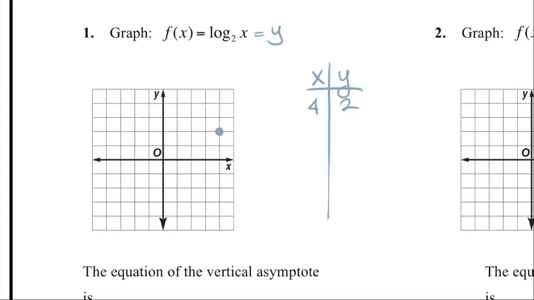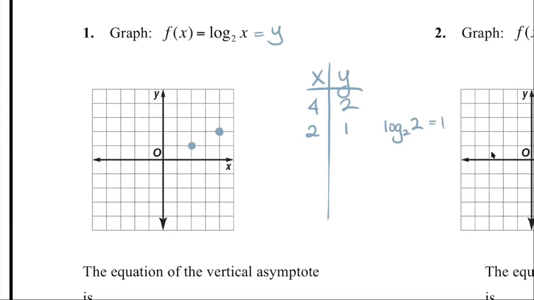2. Good. 2 is nice because what would y be? Remember, log means 2 to what exponent gets me 2? To what exponent? 1. There you go. So that's equal to 1. So 2, 1 gets me there.